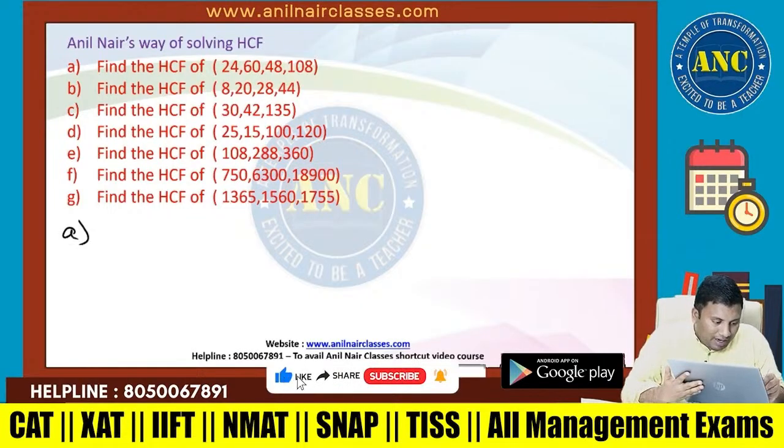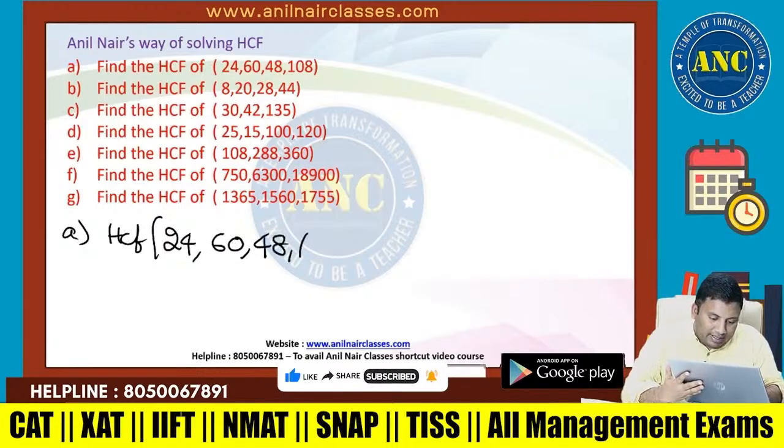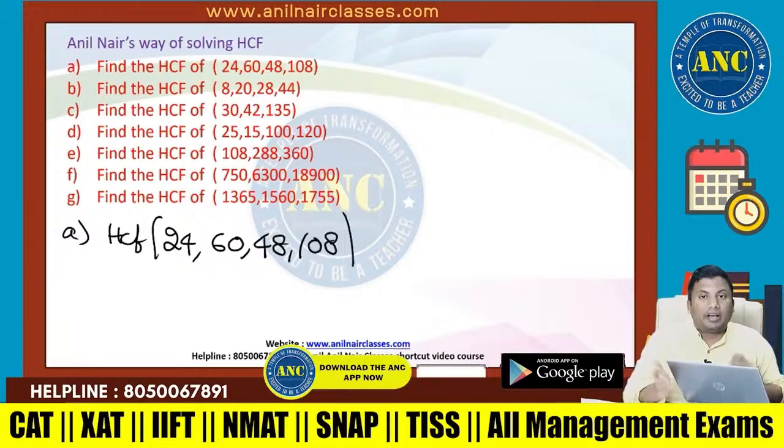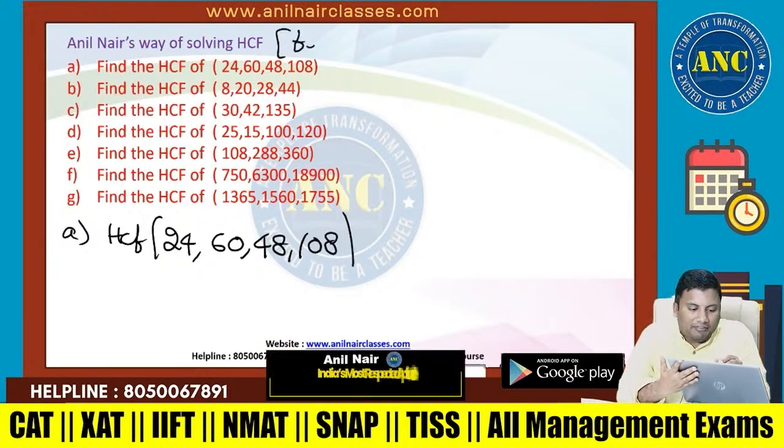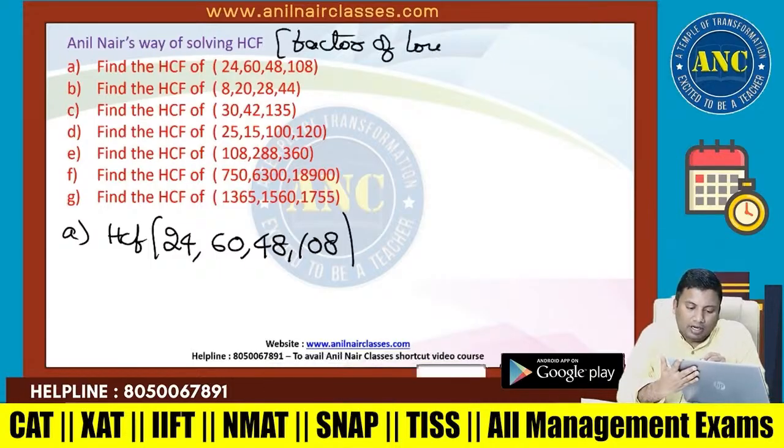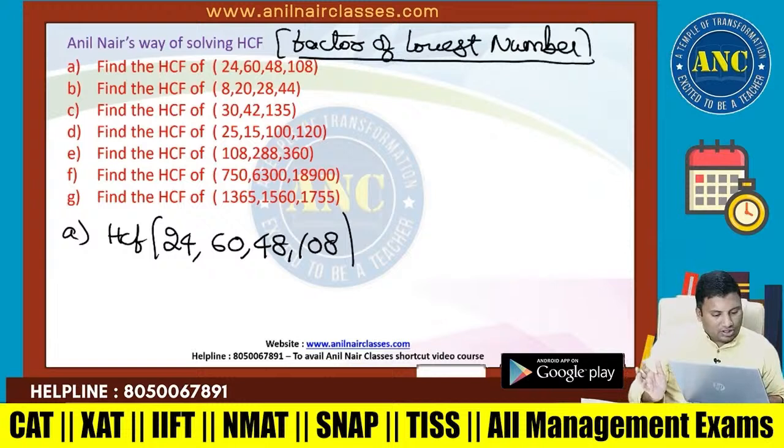First one, find the HCF of 24, 60, 48, 108. Because it is HCF, what is the idea? It is the factor of the lowest number. This is the logic.